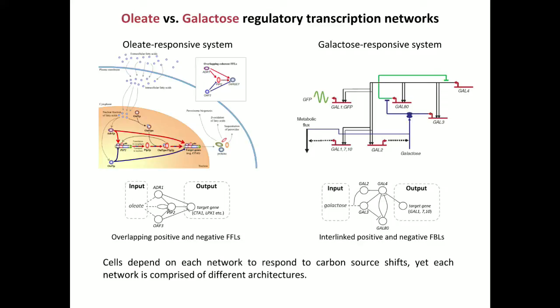So now we took another circuit which was also characterized mathematically, galactose. So this is oleate. This is a fatty acid. Yeast cells don't really like it, but they'll eat it if they have to, if there's nothing else. And this is galactose. They definitely prefer galactose, and they will eat this up much more quickly. So this circuit, which is an interlinked positive and negative feedback loop circuit, has a different architecture than this circuit, and it is believed to be, and actually proven to be, much more responsive.